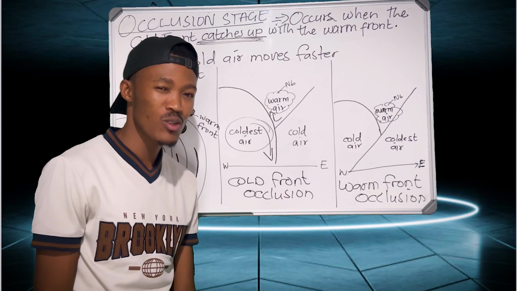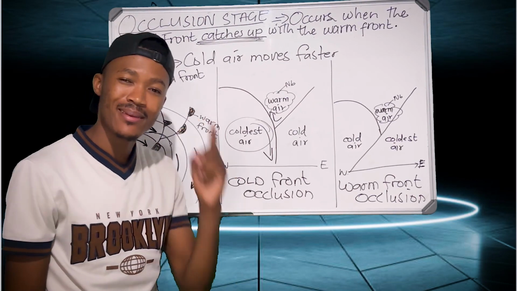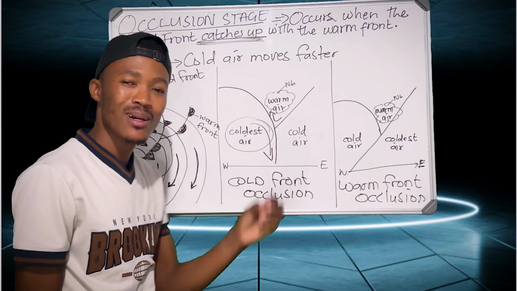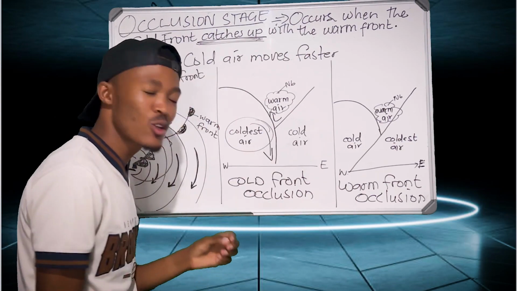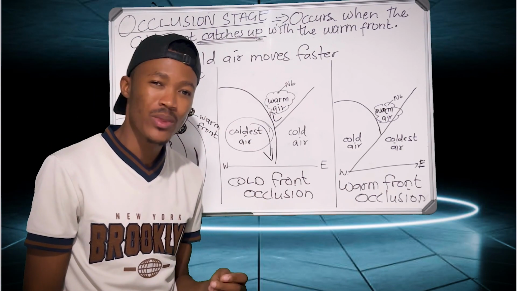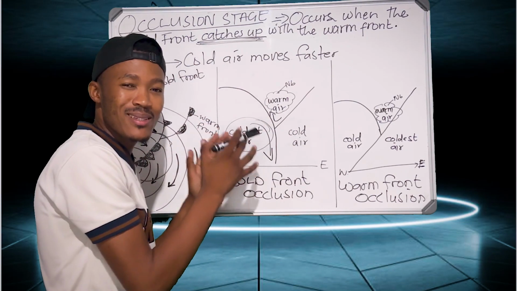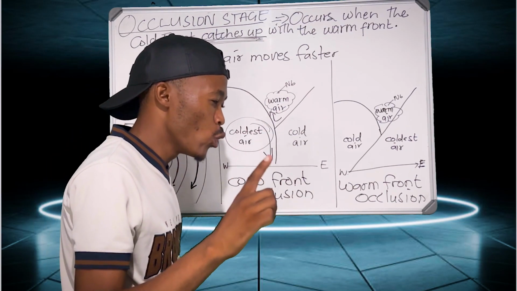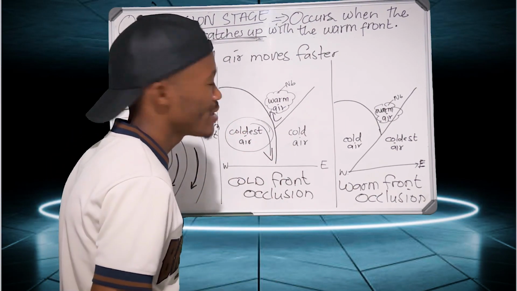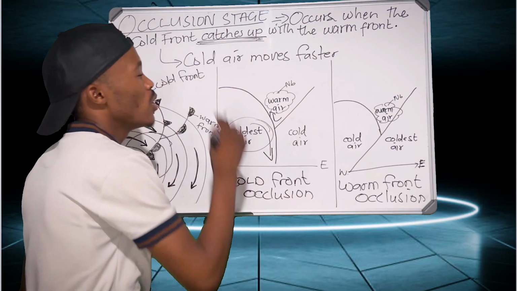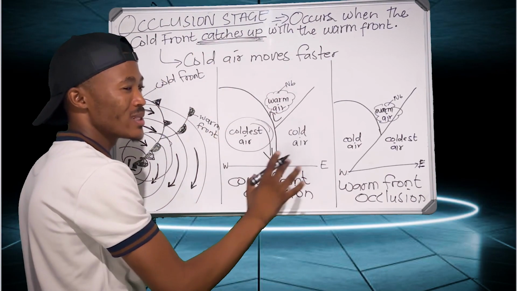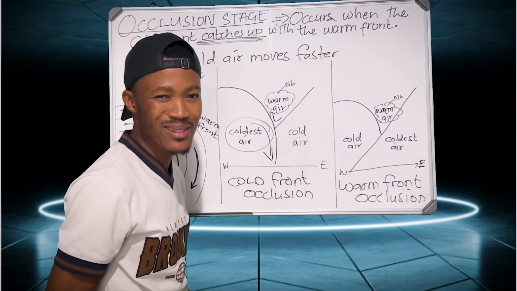But the correct term that we use is that the cyclone dissipates. The cyclone dies out. The cyclone degenerates. In the occlusion stage, and note this in capital letters, guys, we do not have cumulonimbus clouds.